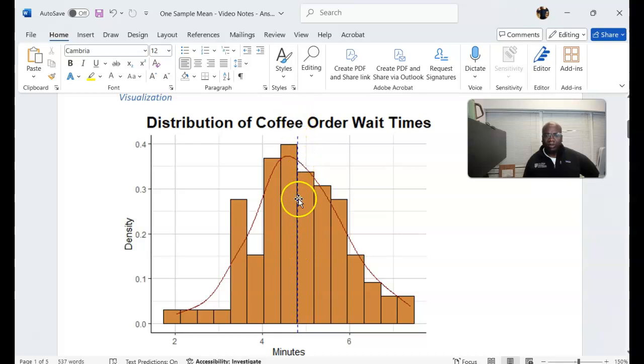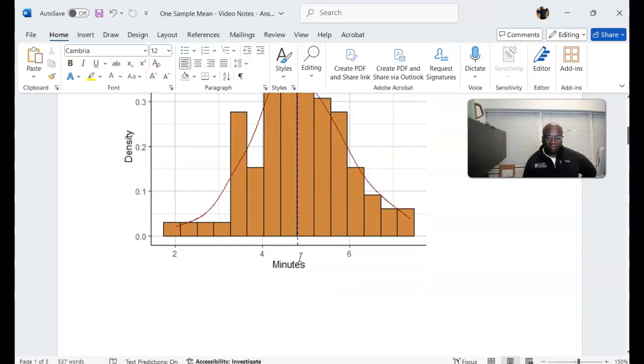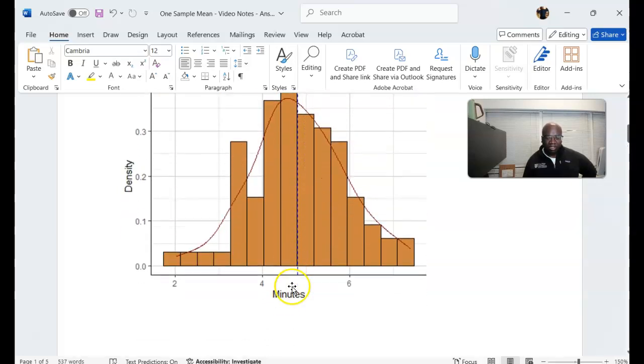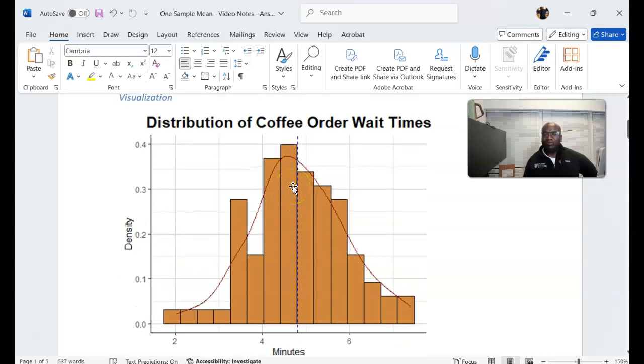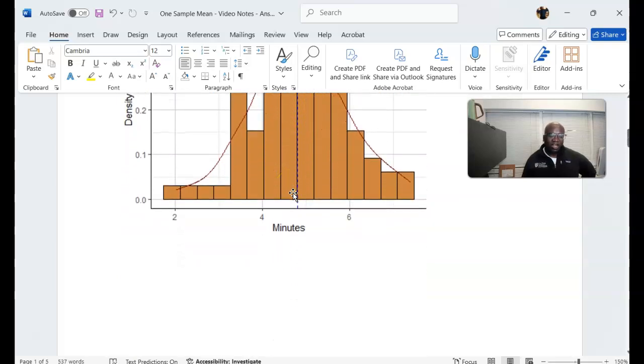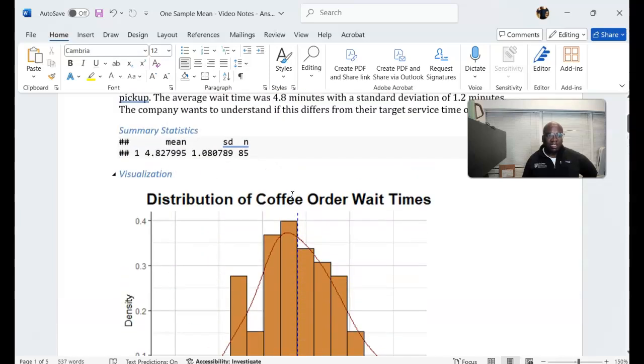Okay. Where this blue dotted line represents the mean. It could have been the median, but I decided to provide the mean. Okay, that's the mean. All right. And then on the x-axis is the minute. So it's the mean of the minutes. My apologies. Mean of the minutes of wait time at the coffee shop. All right. So that is the visualization.